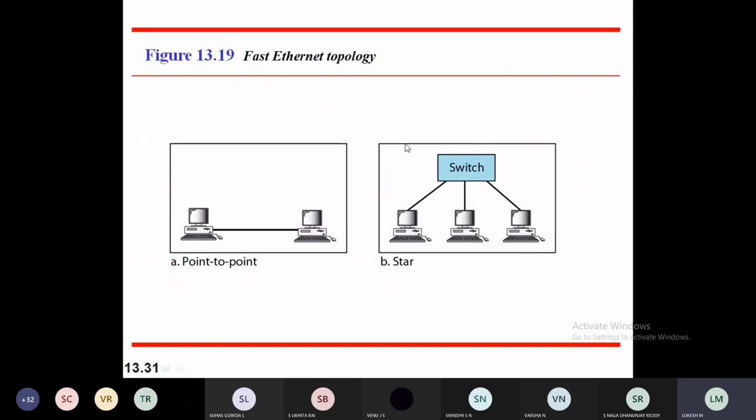When we move on to the topologies of Fast Ethernet, we use two types of topologies: one is point to point and the other is star topology. Point to point means one system is connected to another system, where you can communicate from one system to the other for effective data transmission.